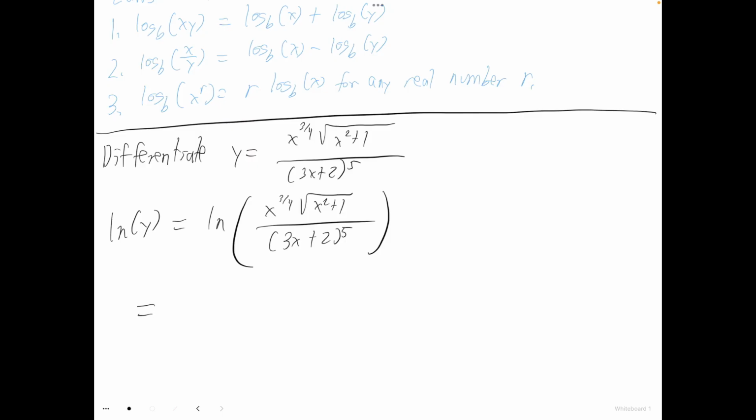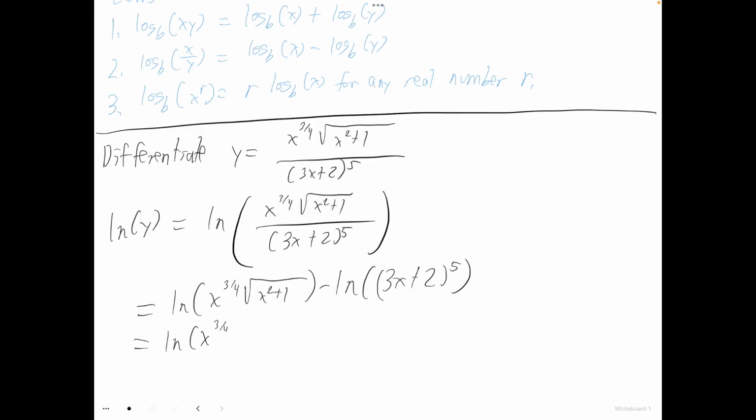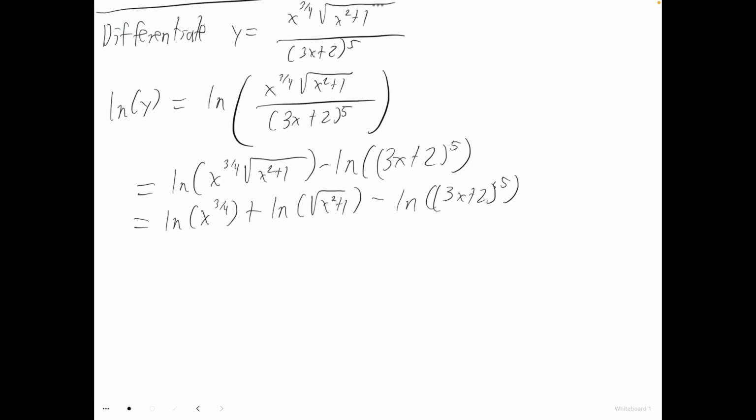So notice this is a division. So we're going to have ln of x to the 3/4 times the square root of x squared plus 1, minus ln of 3x plus 2 to the 5th. But we've now got a multiplication in the first term. So this is ln of x to the 3/4 plus ln of the square root of x squared plus 1 minus ln of 3x plus 2 to the 5th. But now we've also got these exponents we can pull out. So this is 3/4 ln of x plus 1/2 ln of x squared plus 1 minus 5 ln of 3x plus 2.